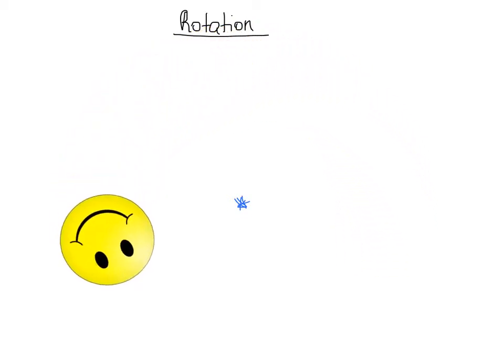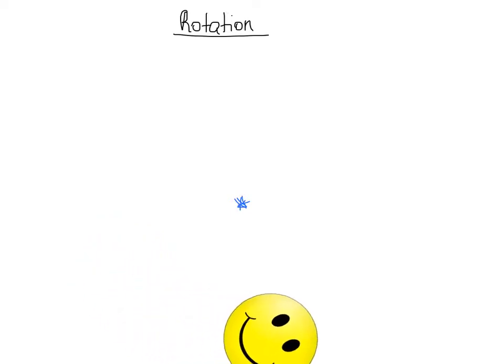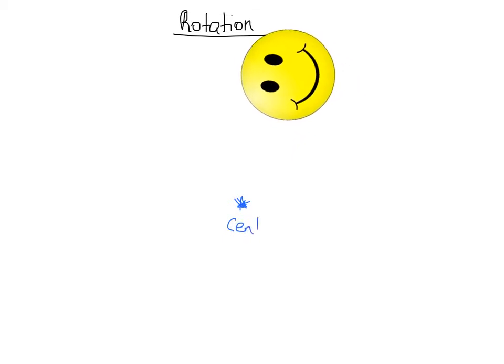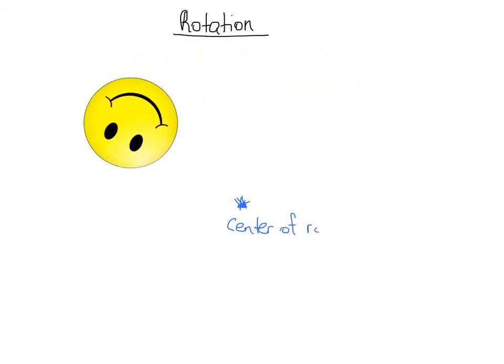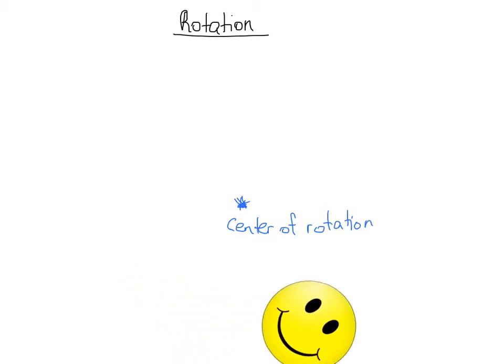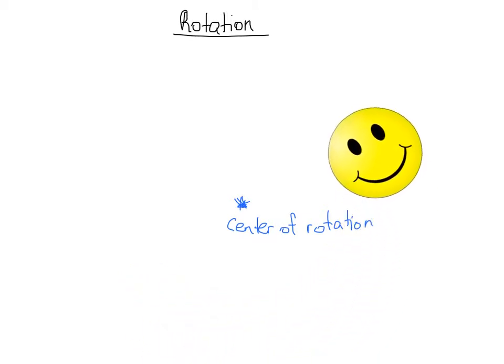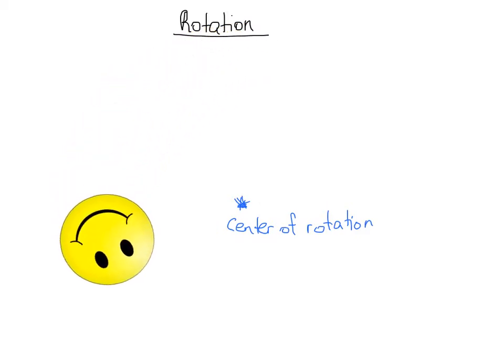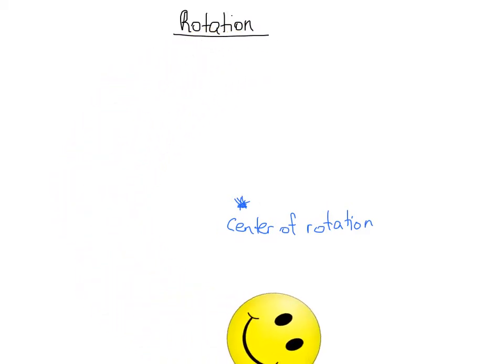So let's use the smiley face to define certain things. This point here is called our center of rotation. And what you may notice is the fact that the smiley face is seemingly drawn to this center. It keeps going around it and around it and around it, right? So that's the center of rotation.